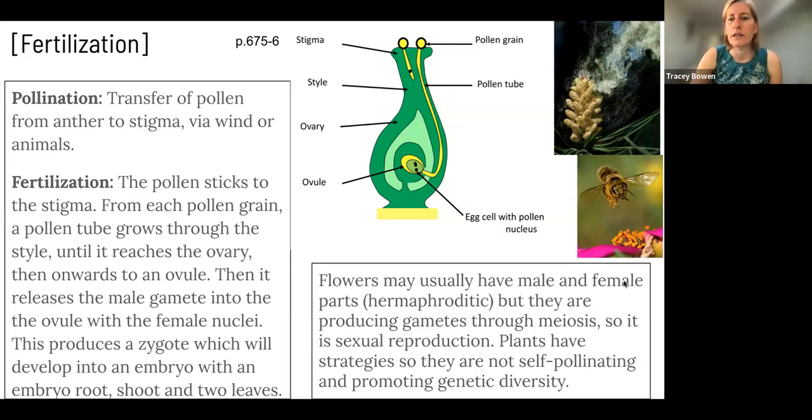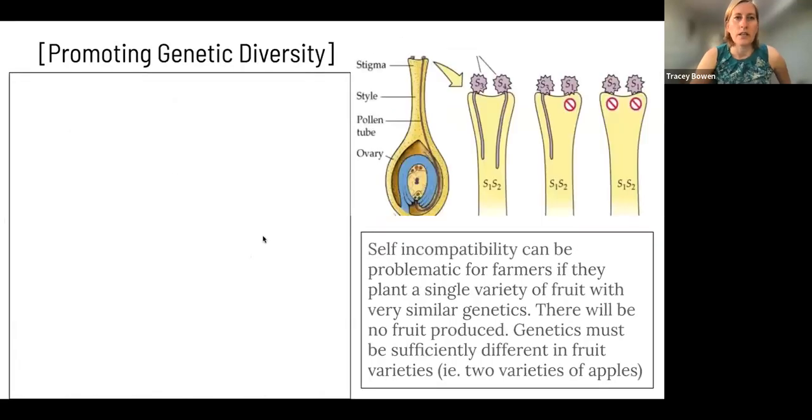Flowers may have male and female parts, so they will often be hermaphroditic, but they're producing gametes through meiosis, so it is sexual reproduction. There's going to be genetic variation in their gametes, but they don't want to be self-pollinating because their own genetics are still going to be pretty similar, even if there are variations. So plants have strategies so they're not self-pollinating and promoting genetic differences. So what kind of strategies do they have to promote genetic variance?